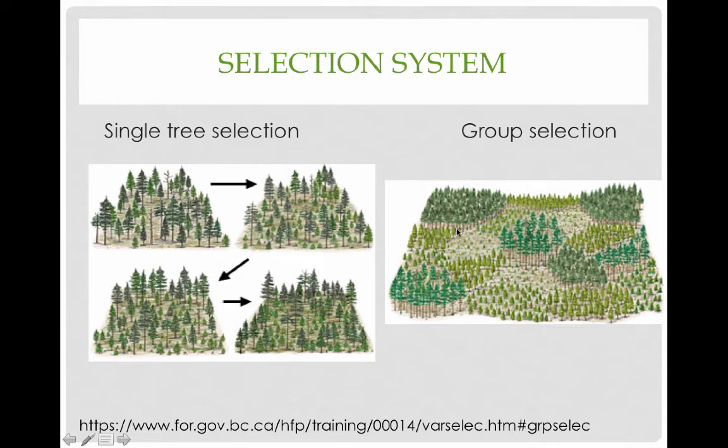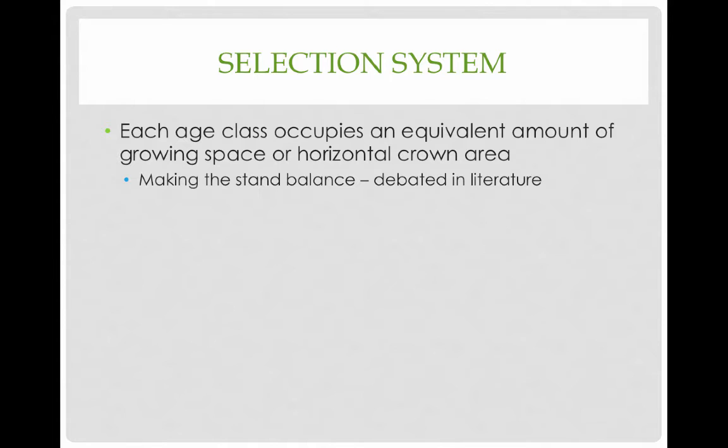Whereas with a group selection, we're creating groups or gaps. We may be doing some individual tending in some of the more mature groups, but we're regenerating in groups, and that creates these variable different age classes. So what's the underlying part of a selection system? Each age class occupies an equivalent amount of growing space or horizontal crown area. And this makes the stand balanced.